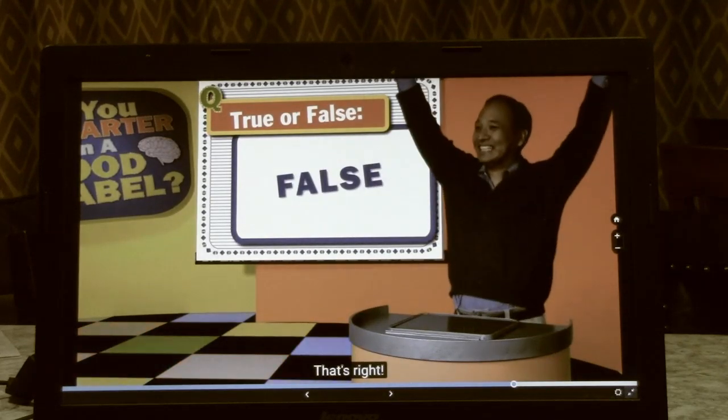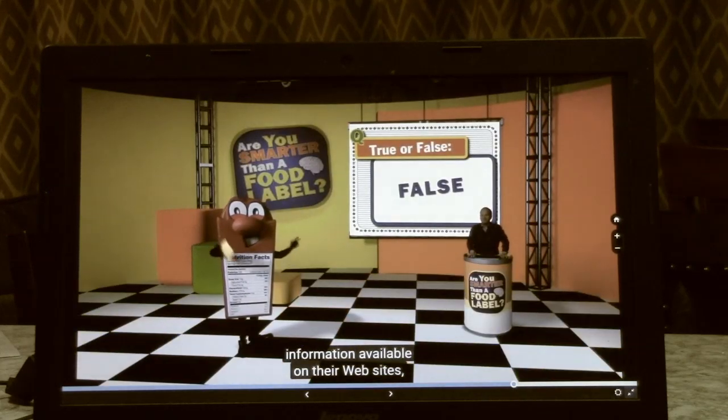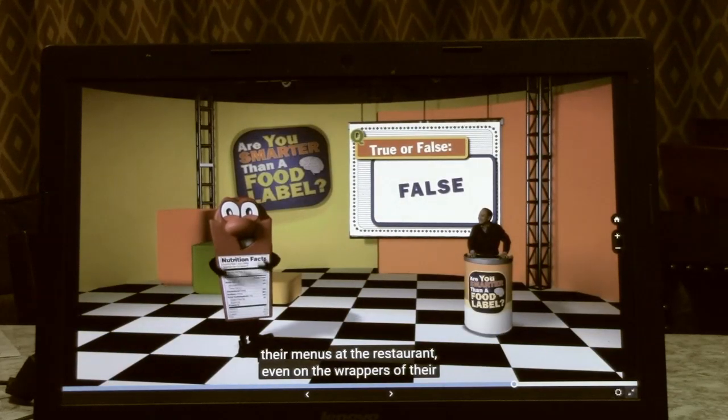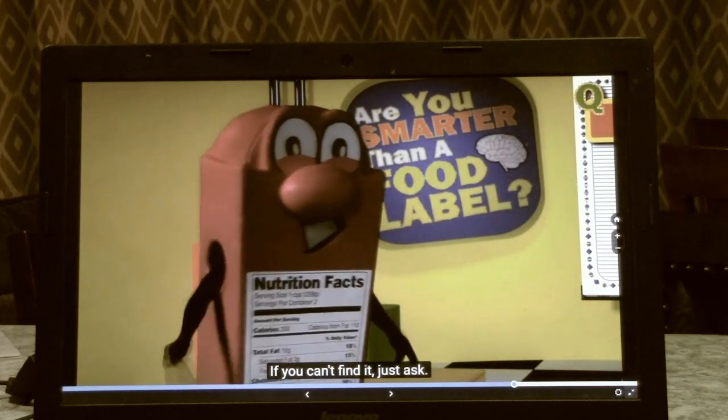That's right. Many restaurants and food chains are making the nutritional information available on their websites, their menus at the restaurant, even on the wrappers of their takeout food in some instances. If you can't find it, just ask.